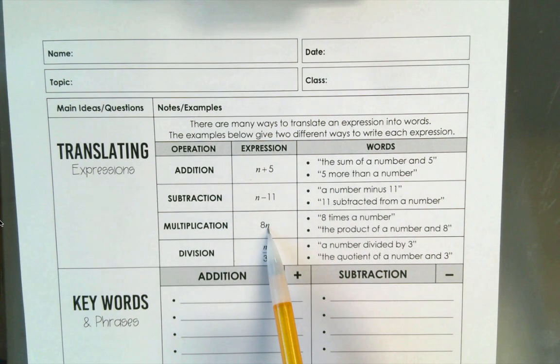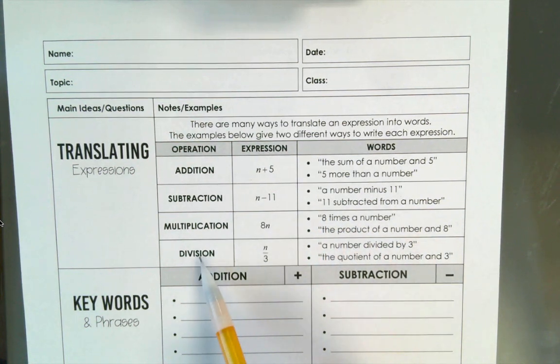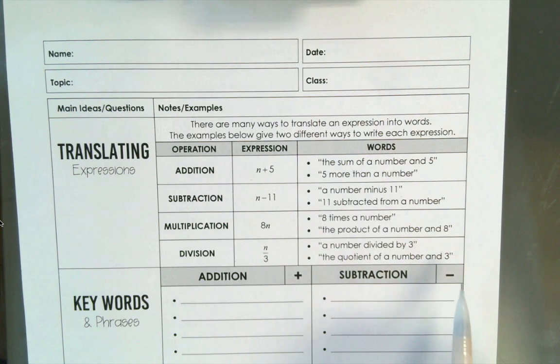Multiplication, we have 8n. Remember, when you have a coefficient and a variable stuck together, that means to multiply 8 times a number, or the product of a number and 8. Division, we have n over 3. You could say a number divided by 3, or the quotient of a number and 3.